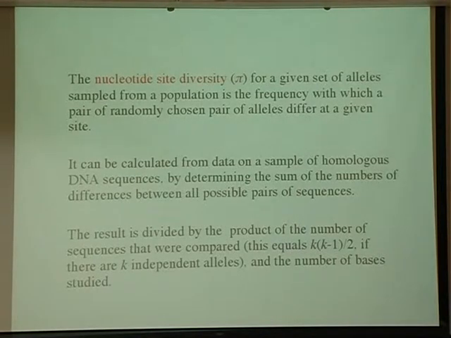So we take the total number of differences between all those possible pairs, and then we divide it by the number of sequences being compared. That's actually k times k minus 1 over 2, if there are k alleles. In this case, it's therefore 3 times 2 over 2, which is 3. And then we again divide by the number of bases that we study.